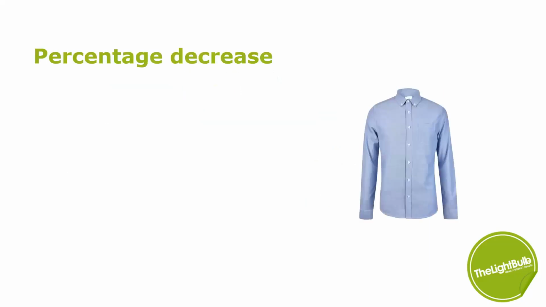So we're going to use exactly the same method to start with. Let's say that I go to the shops and I see a nice blue shirt. I like the look of it. It costs £18, but happily there's a 23% sale. So it's going to cost me less, but how much would we pay?